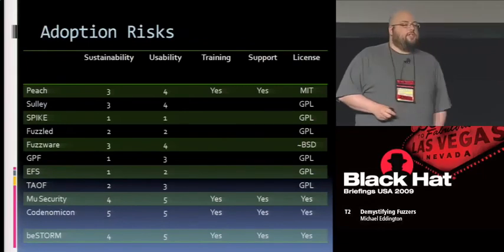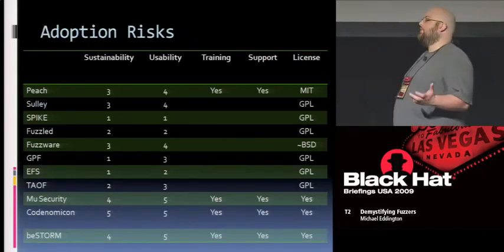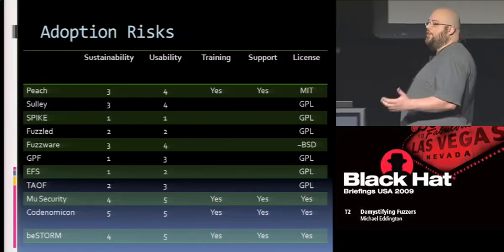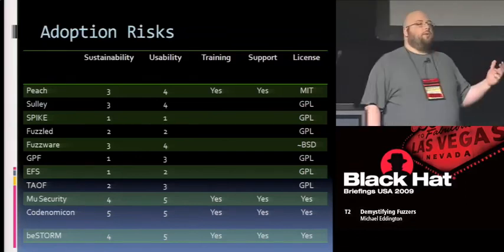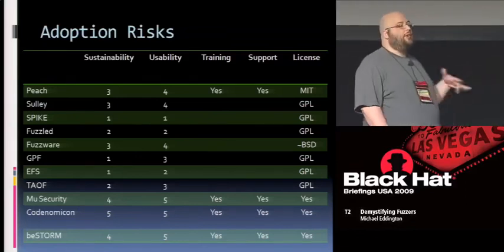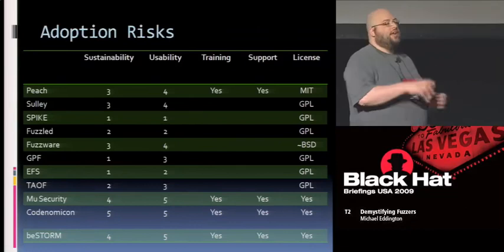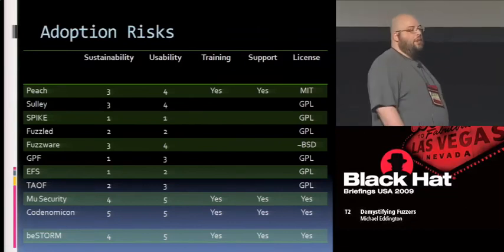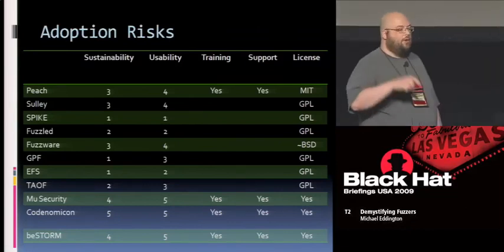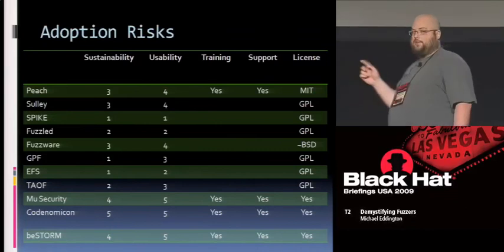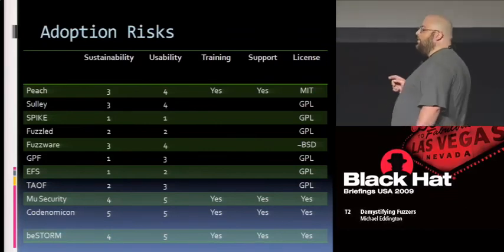Another thing I have is a little table of adoption risks. Now, the sustainability and usability numbers are very subjective. I just went through and thought, well, all right, Sulley has a book published, 4. Peach has a nice wiki and a training class, 4. Spike has header files, 1, and so on and so forth.